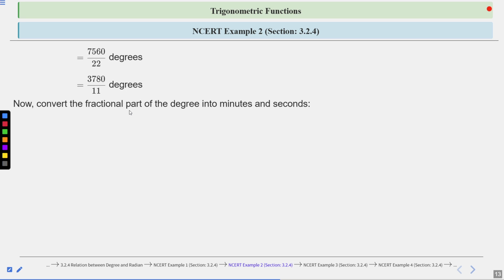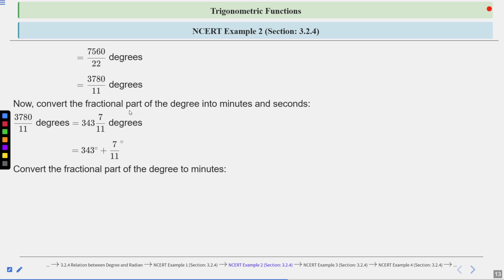Now convert the fractional part of the degree into minutes and seconds. This fraction 3780 divided by 11: if you divide by 11, you will find that 343 multiplied by 11 plus 7 is exactly 3780. So we write this fraction in mixed form, which is 343 whole 7 by 11, which is 343 degree plus 7 by 11th degree.